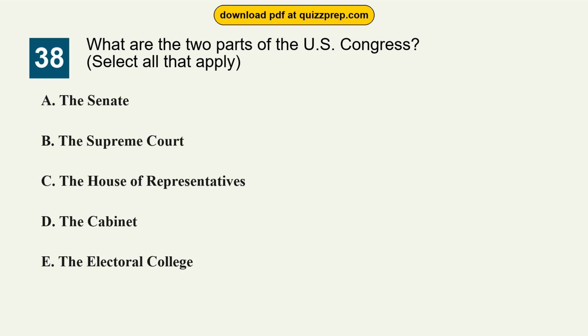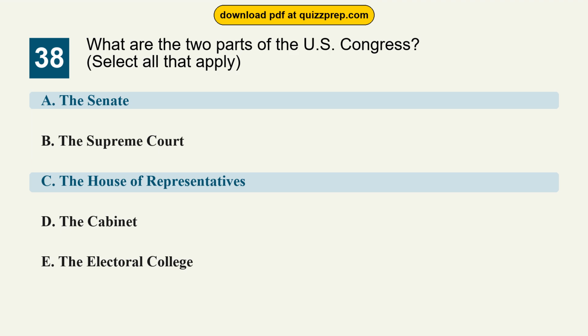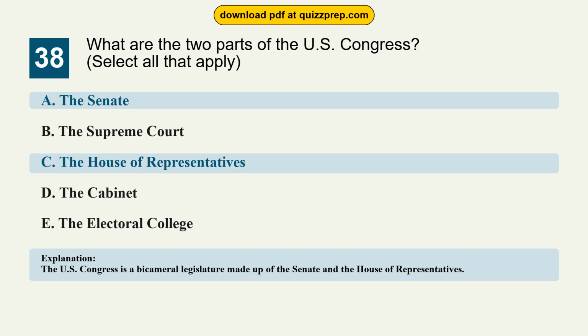Question 38. What are the two parts of the U.S. Congress? Option A, the Senate. Option B, the Supreme Court. Option C, the House of Representatives. Option D, the Cabinet. Option E, the Electoral College. The correct answers are options A and C, the Senate, the House of Representatives. The U.S. Congress is a bicameral legislature made up of the Senate and the House of Representatives.